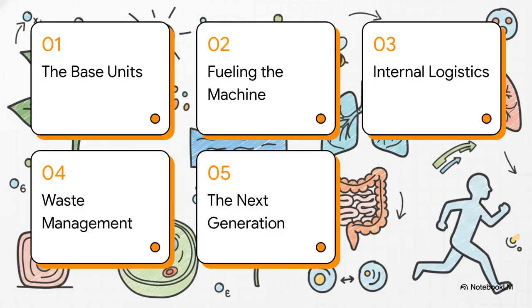Okay, so here's our roadmap. To make sense of the complex architecture of life, we'll be comparing how plants and animals tackle 5 fundamental life processes. 1, the base units. 2, fueling the machine. 3, internal logistics. 4, waste management. And finally, 5, the next generation.